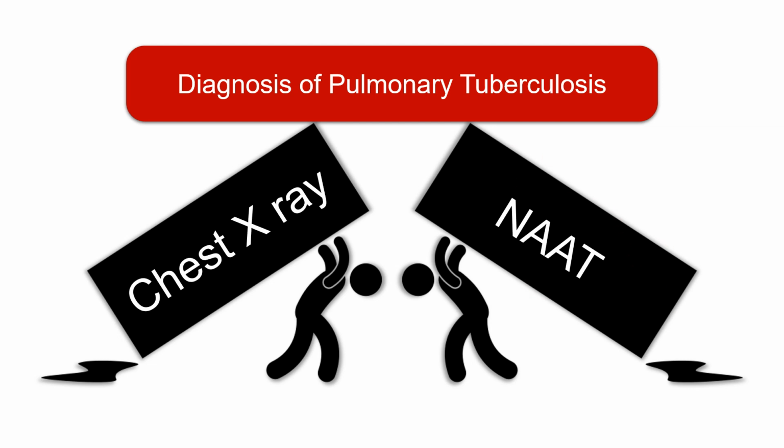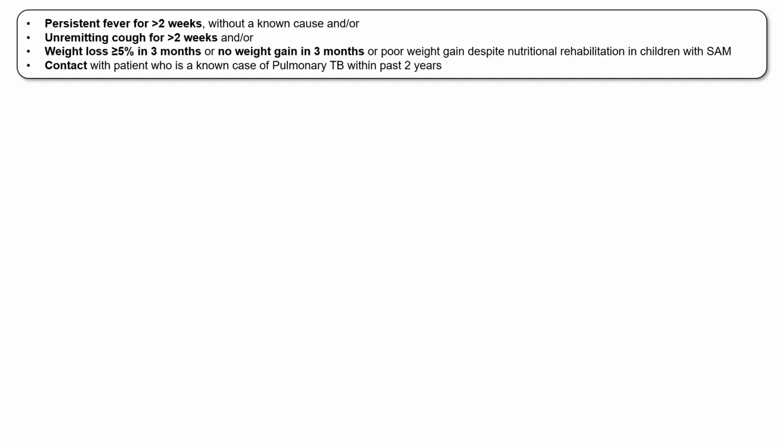If you want to take any message from today's class, this is the most important thing: if we want to diagnose pulmonary tuberculosis in children, the two investigations that we rely most upon are chest x-ray and nucleic acid amplification test. Without the help of these investigations, we cannot diagnose a case of pediatric pulmonary tuberculosis. The major burden of diagnosing pulmonary tuberculosis rests upon these two investigations.